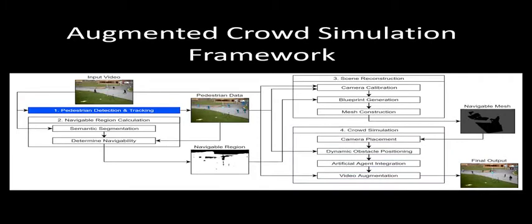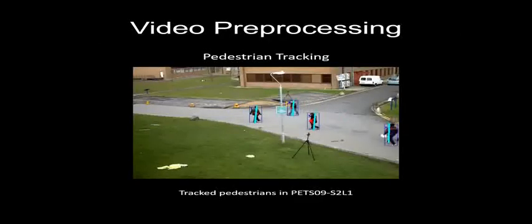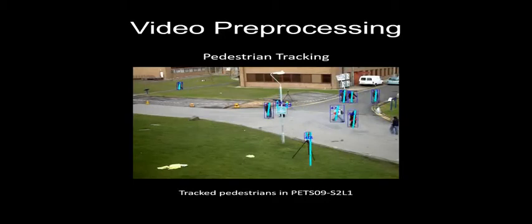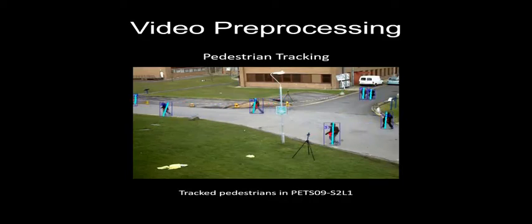Now, we will briefly explain each subsystem in order. We first detect and track the real pedestrians in the scene. The dynamic pedestrians in the video are detected and tracked using various methods including deep learning and Kalman filters. Static pedestrians are ignored, only regions where a motion occurs are searched. We use the pedestrian location and posture information for navigable region calculation, scene reconstruction, and crowd simulation.